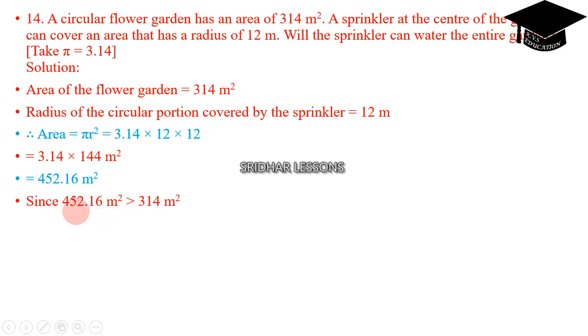But 452.16 is greater than 314 meters square. So the sprinkler will water the entire garden, because the sprinkler can cover 452.16, and the area of the garden is 314. So the sprinkler can cover the entire garden.